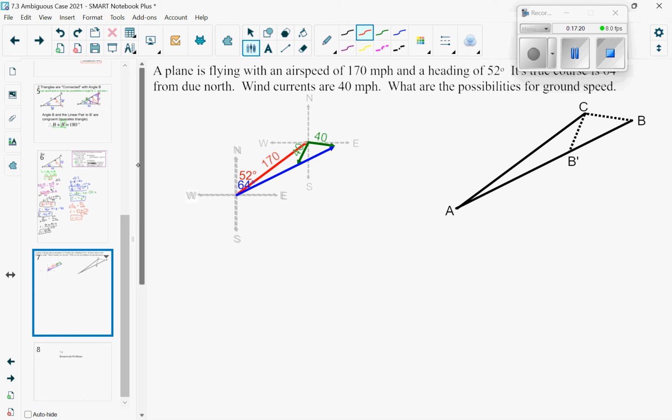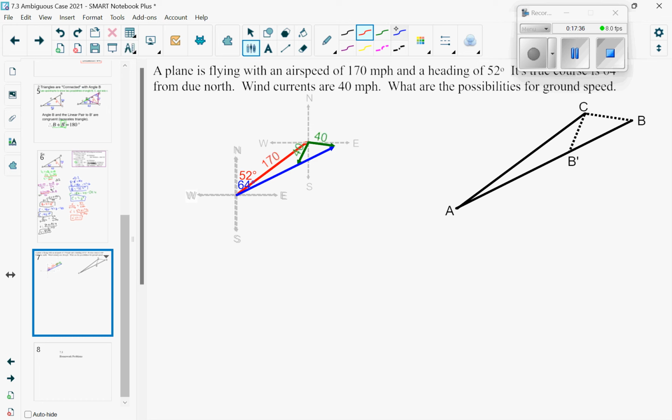A plane is flying north with an airspeed of 170 miles per hour, the heading of 52 degrees. Its true course is 64 degrees from due north. Wind currents are 40 miles per hour. What are the possibilities for ground speed?